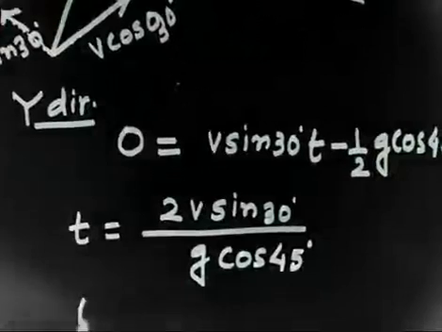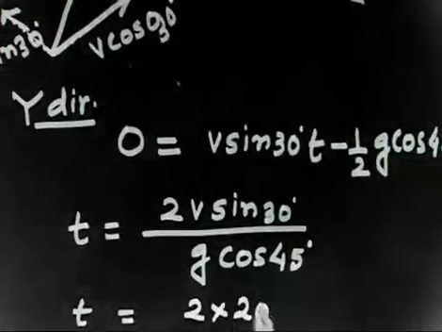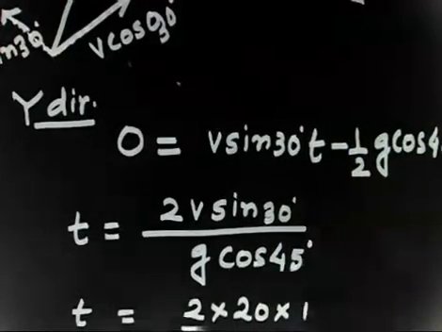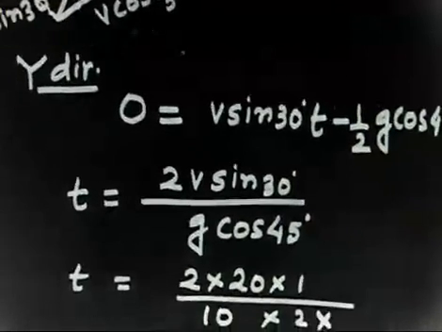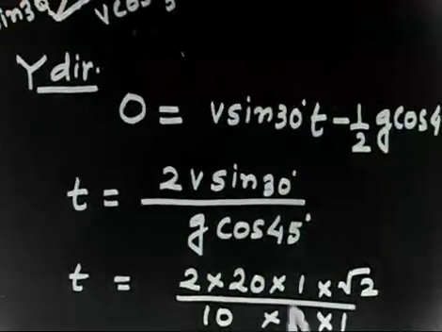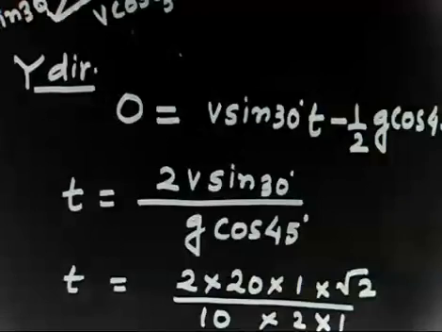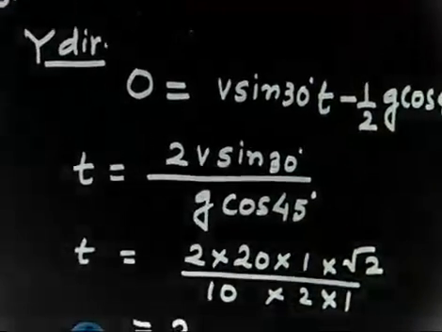So if you plug the value, velocity is given as 20 meter per second, sin 30 is 1 by 2, and let us take g as 10, cos 45 is 1 by root 2. So this value comes out to be 2 root 2. So time of flight is 2 root 2 second. Are you getting? So time of flight is 2 root 2 second.